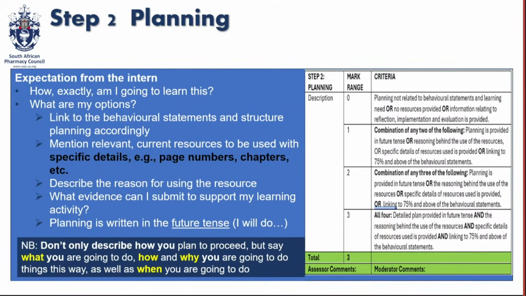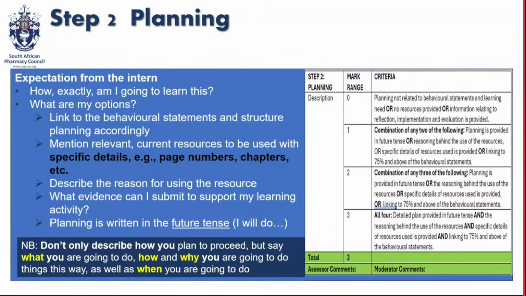So that's quite straightforward, but it's one of the most challenging sections we, as assessors and moderators, come across because they don't give us those details in terms of linking to behavioral statements or providing chapters or page numbers. So don't only describe how your plan will proceed, but say what you're going to do, how and why you're going to do it, as well as when you're going to do it.